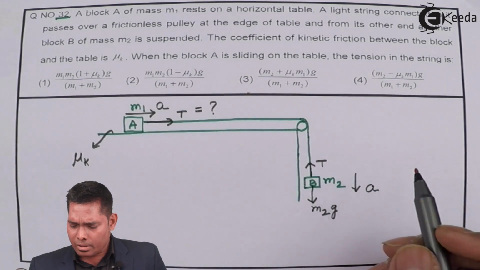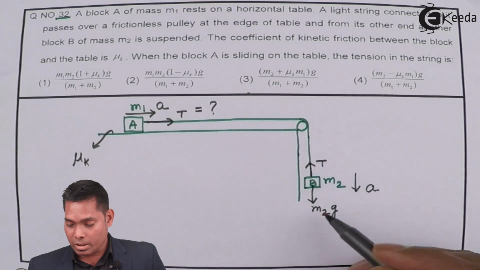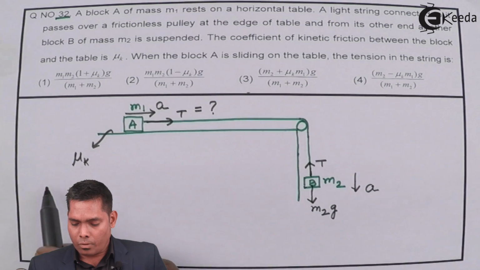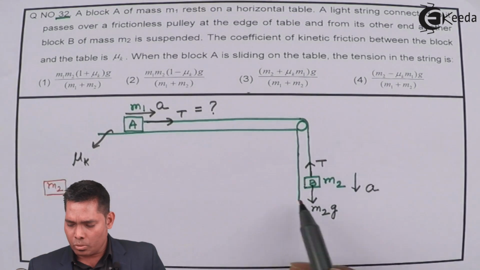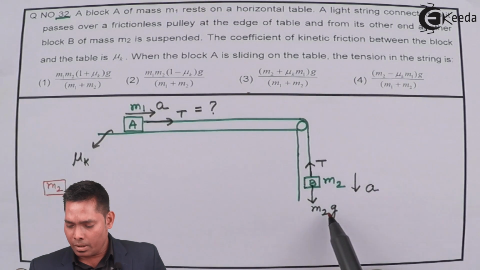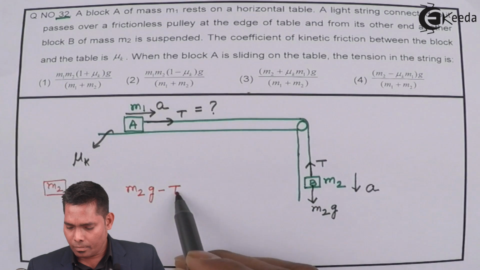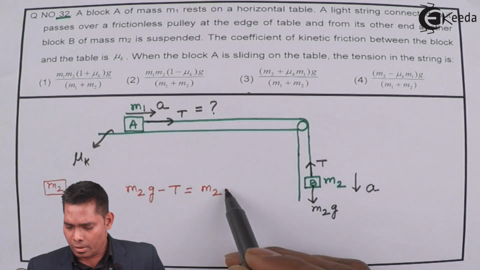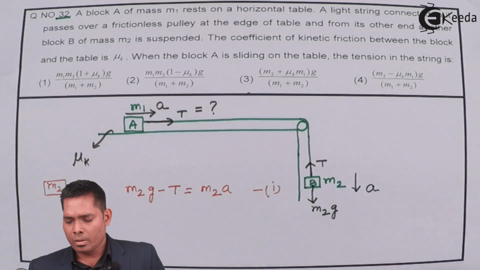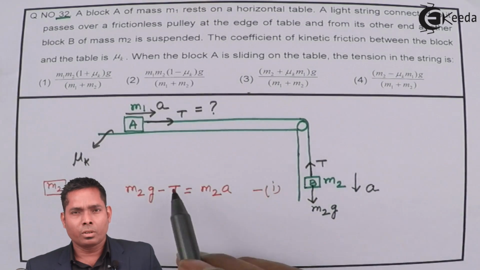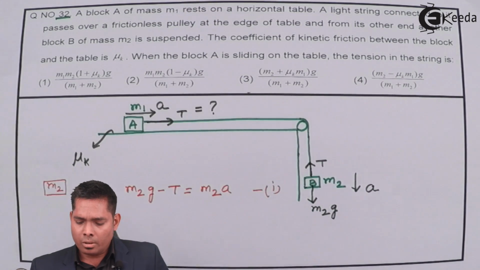To solve this, let us first write the force equations for both the masses. For this mass M2, the force equation will be M2G minus T is M2A. This is equation 1. This is from Newton's laws of motion.